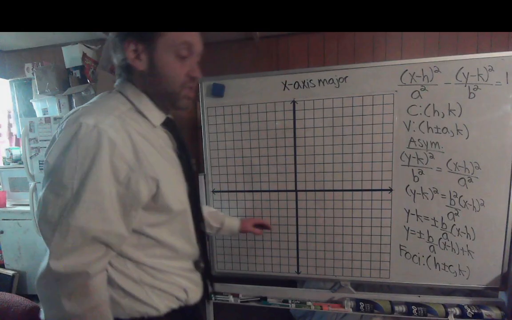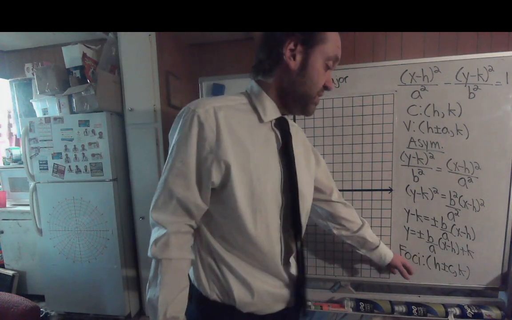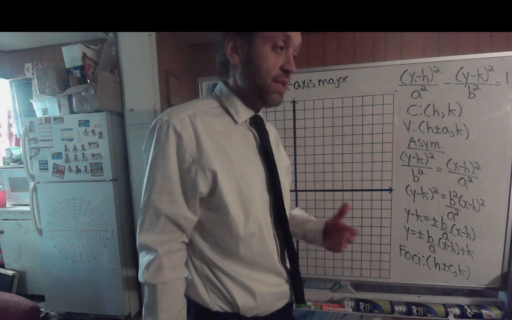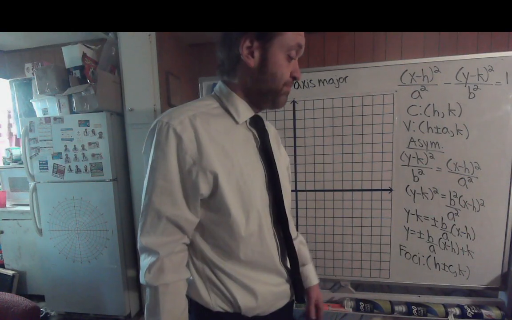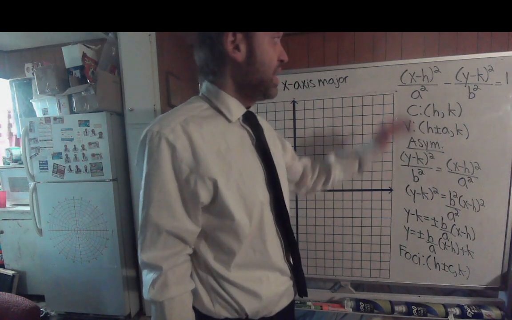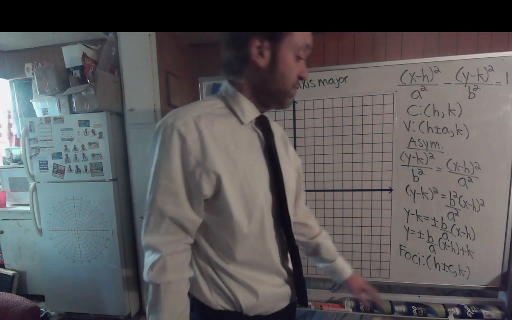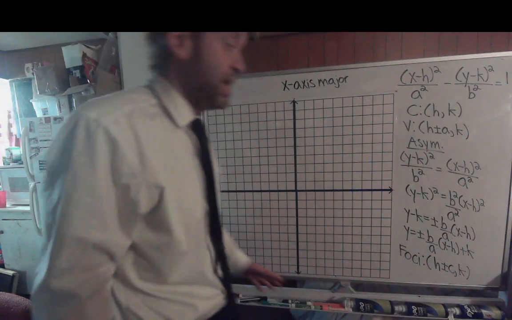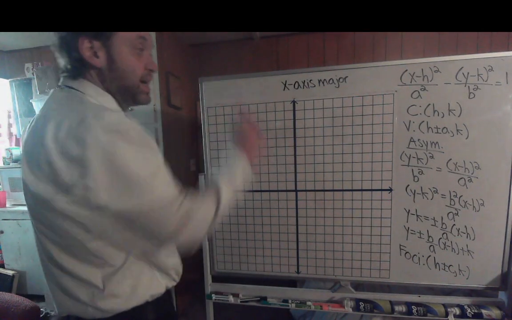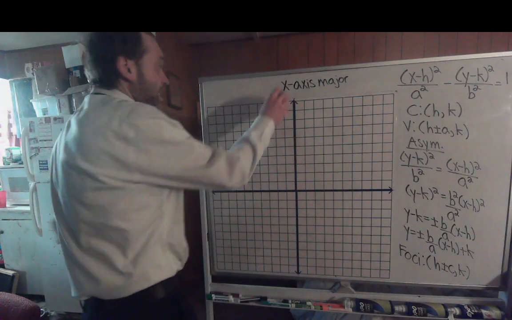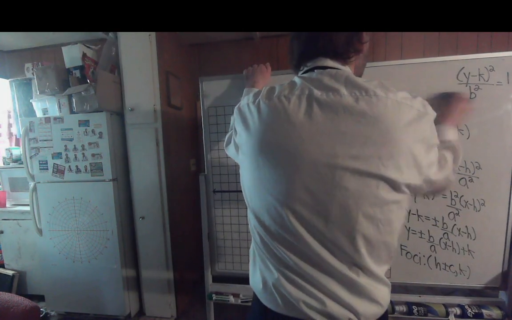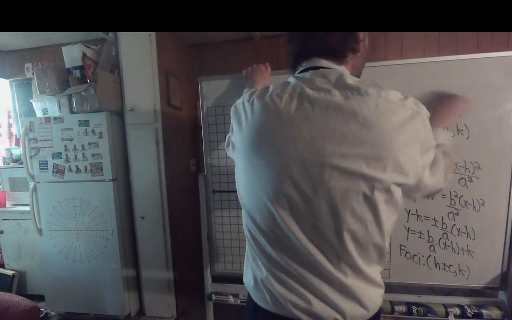And then, of course, like before, you'll have foci, where c squared equals a squared plus b squared. You solve for c, and if your x-axis is the major axis, your foci are at h plus and minus c, and you leave your y-coordinate of k alone. So that's if the x-axis is the major axis. Now let's talk about when the y-axis is the major axis. What does that look like?